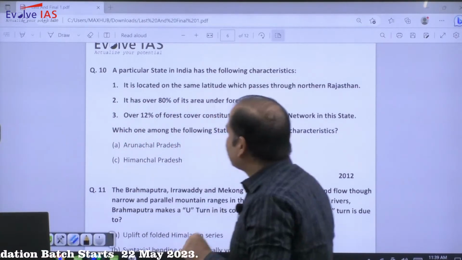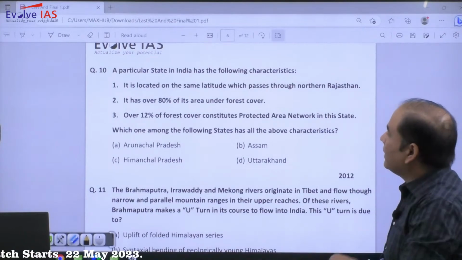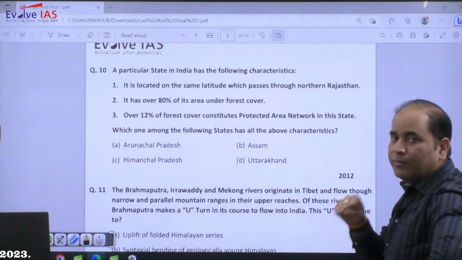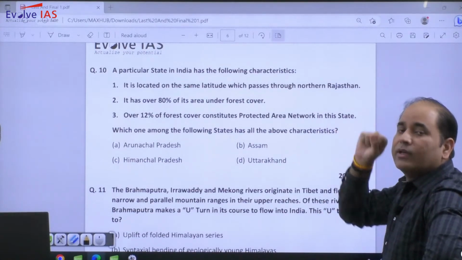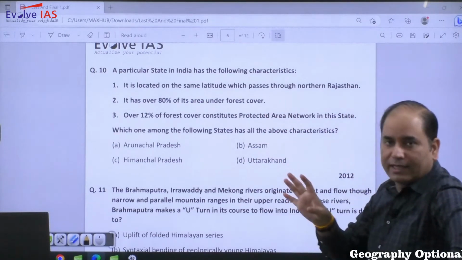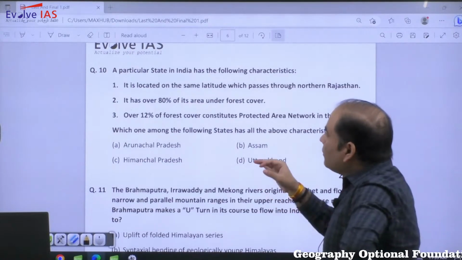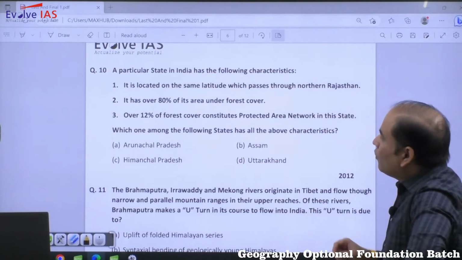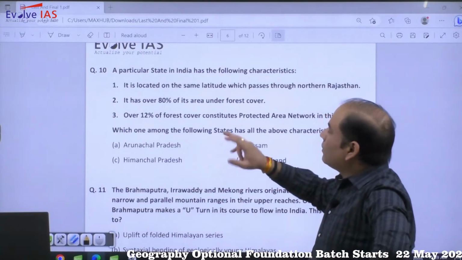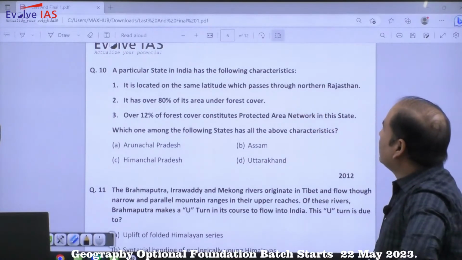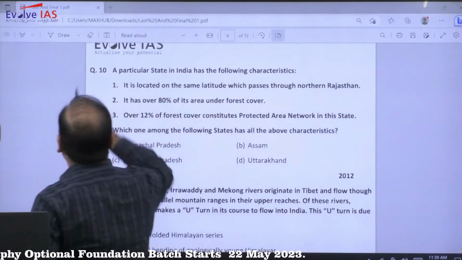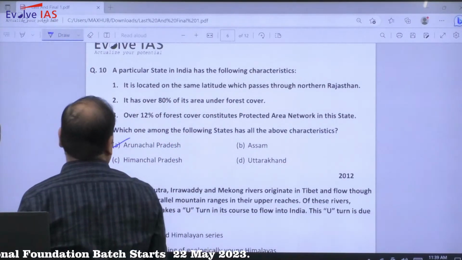So by reading the statement, it has over 80% of its area under forest cover, you need to look for a mountainous state or a northeastern state. Among these, Himachal Pradesh is outrightly rejected. Now you are left with Arunachal and Assam. Assam will also be rejected because it is not on the northern Rajasthan latitude. So you will be able to get the right answer, and the right answer in this case is Arunachal.